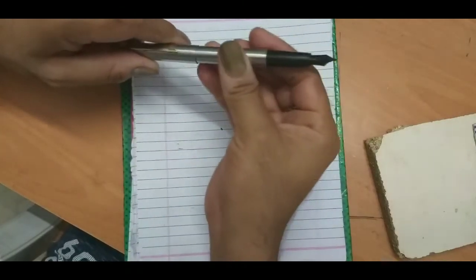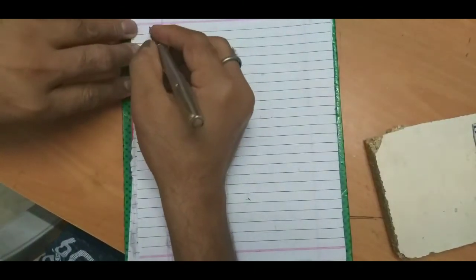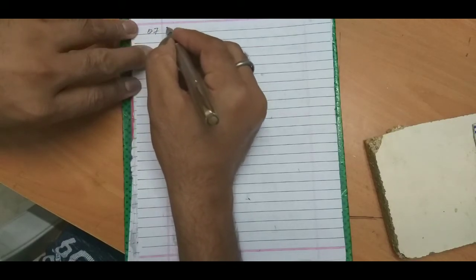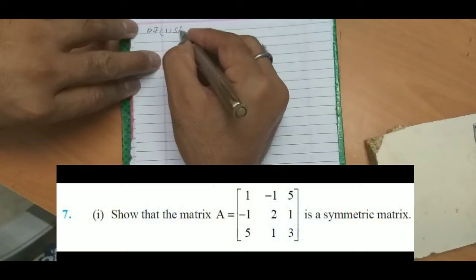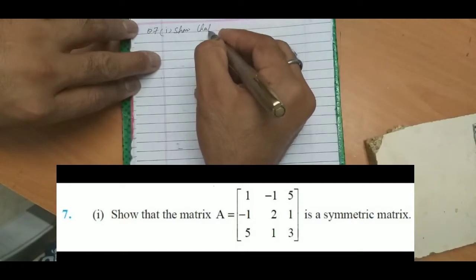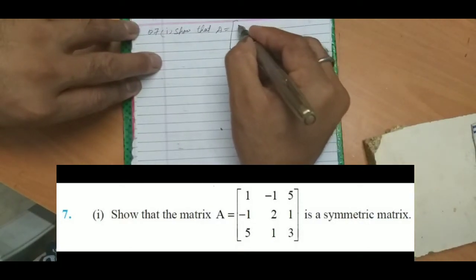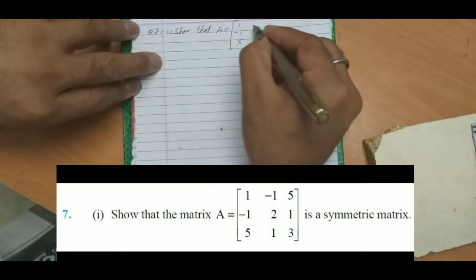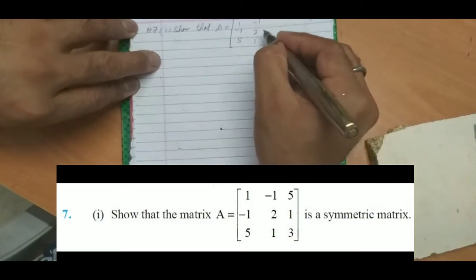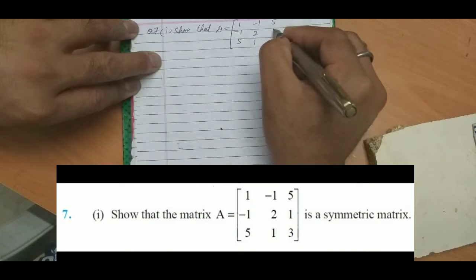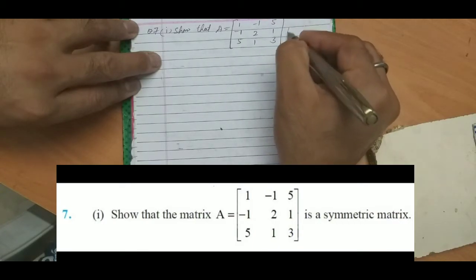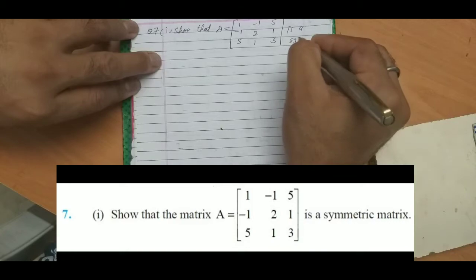Now we take the next question, that is question number 7, part number 1. Show that matrix A, 1 minus 1 5, minus 1 2 1, 5 1 3, is a symmetric matrix.